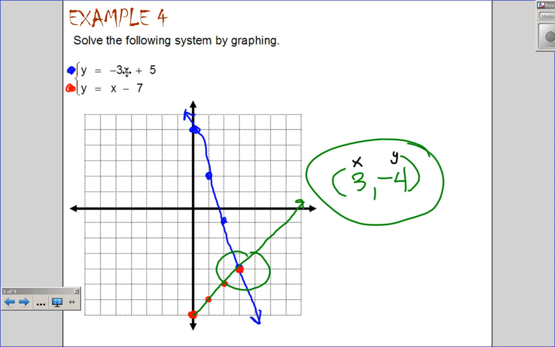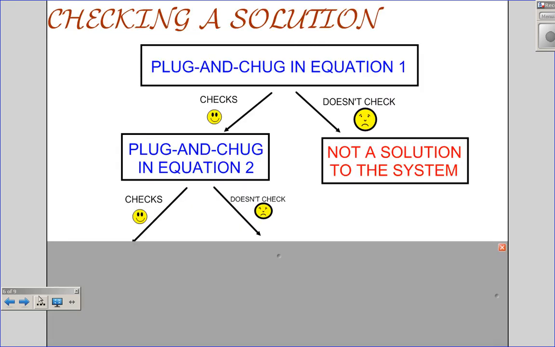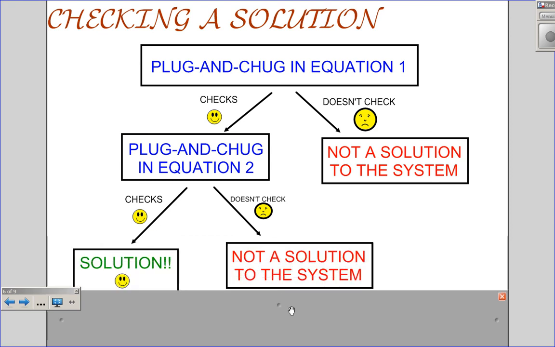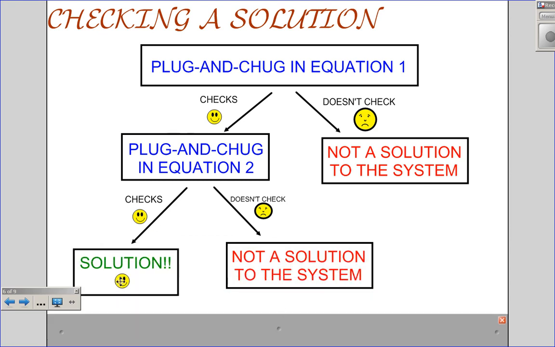And if I plug it into number 2, so let's say I plug in 3 comma negative 4 into here. Negative 3 times 3 is negative 9. Plus 5 is negative 4. Does negative 4 equal negative 4? Yes. So it works. Well, then I plug it into the second one. Does it work or does it not work? Well, if it works, then yes, I have a solution. So 2 yeses, solution. If I get a no, then it's not a solution. Either one of these can be no, and it will not be a solution.